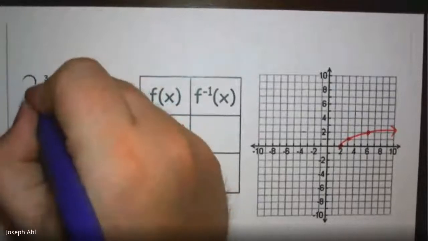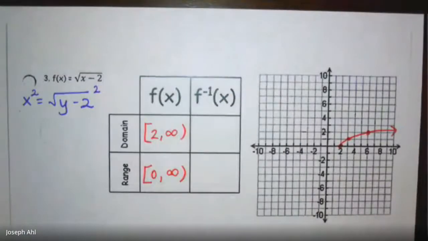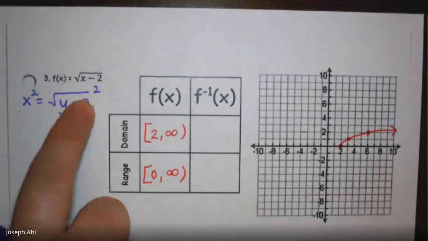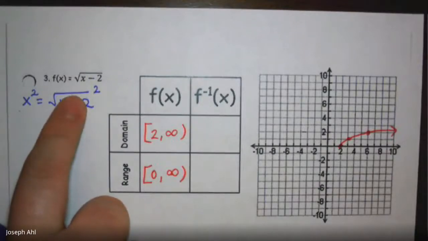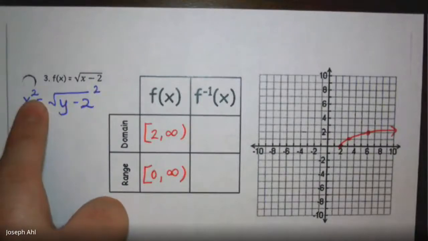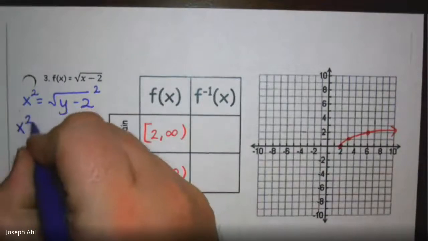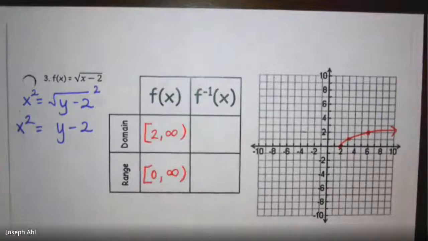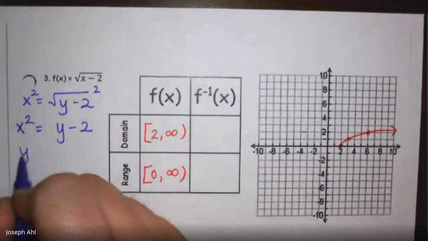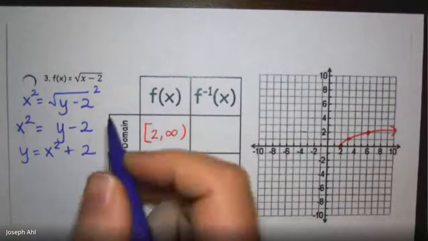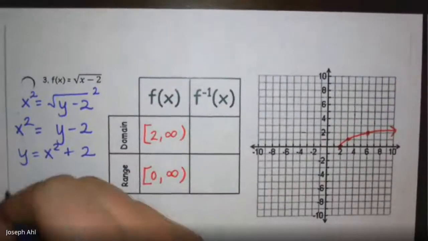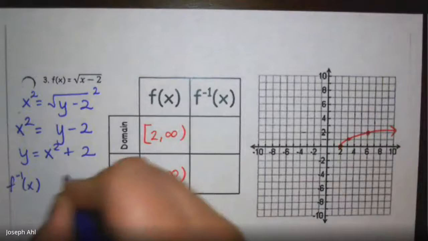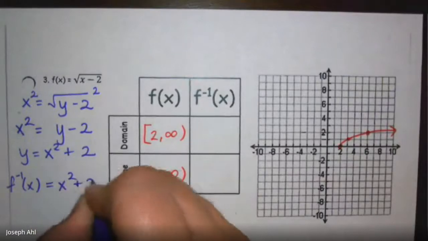And then we're going to go ahead and get rid of the radical, in this case by squaring both sides. So opposite of what we did in the last case, right? In the last example, we had an x squared, so we square rooted both sides. In this case, if you have a radical, to get rid of the radical, the inverse operation is squaring both sides. So we get x squared equals y minus 2. So a really quick step of adding 2 to the other side gives you the equation x squared plus 2. And therefore the inverse, f to the negative 1 of x, is x squared plus 2.